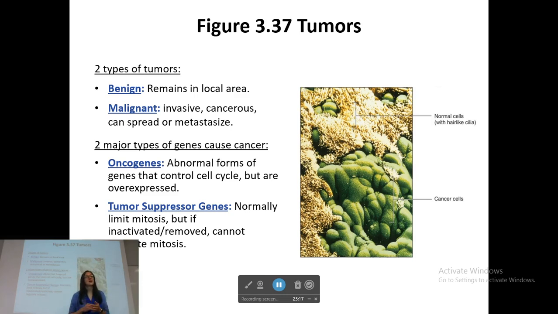Okay? Also, it becomes lethal when the cells have metastasized to an area that is very critical, like lungs, like the brain, right? Where your body's not going to be able to function if it has these tumors in there that no longer have the function of that organ.